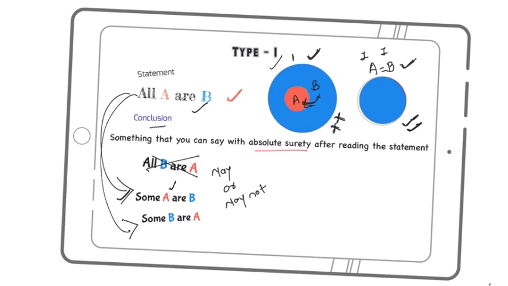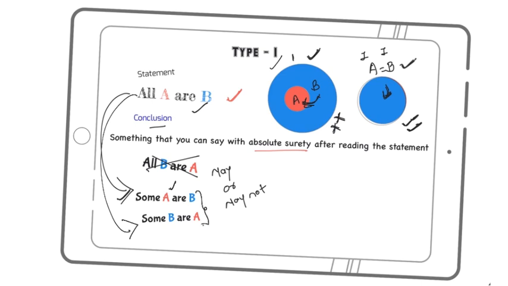Yes, of course some B are A. Some blue are red, yes, some blue are red here. From this, can I say some B are A? Yes, all A are B, then obviously which means some B are A. Some red are blue in this case as well. So what are the two conclusions that I get from all A are B? Some A are B and some B are A.